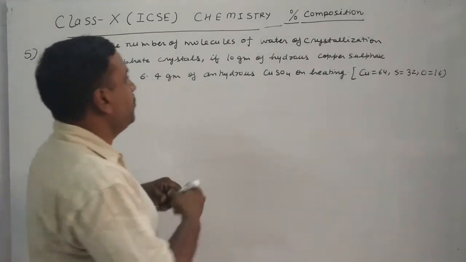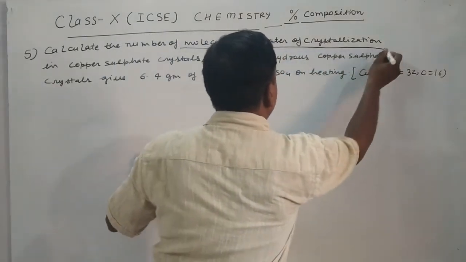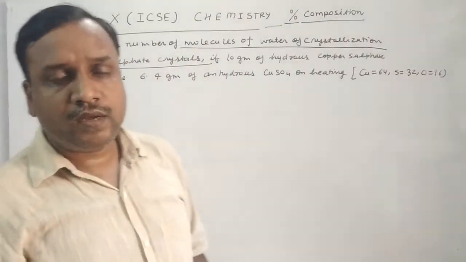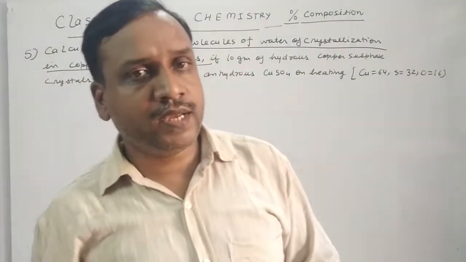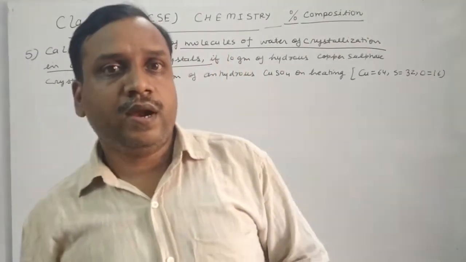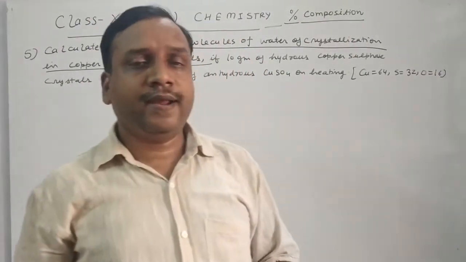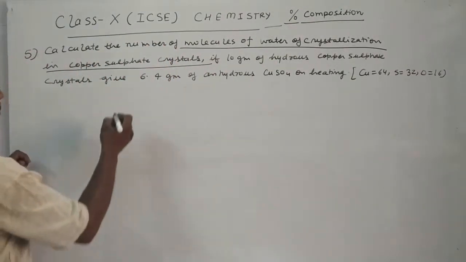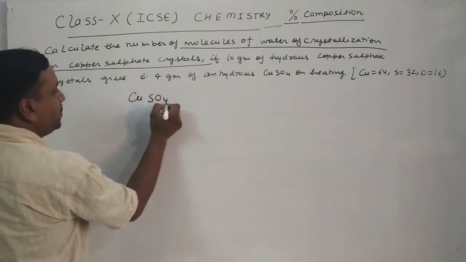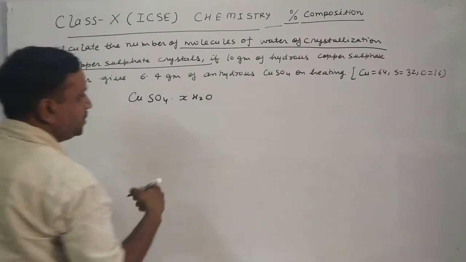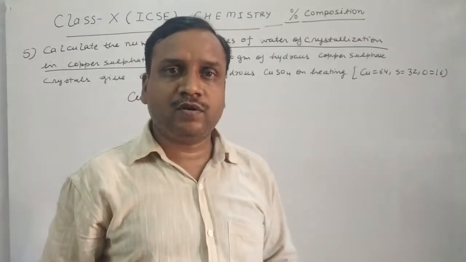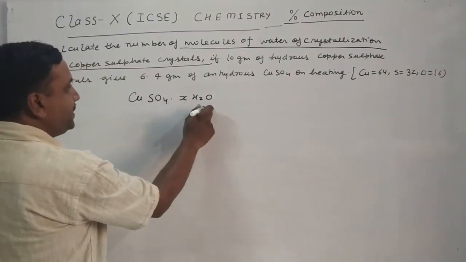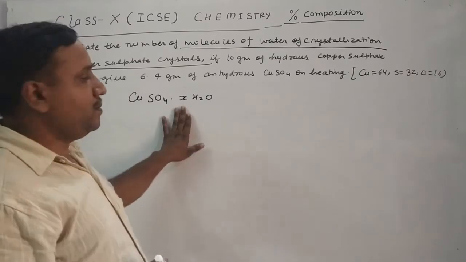Calculate the number of molecules of water of crystallization in copper sulfate crystals. It is known that copper sulfate, if taken in solution form, is blue in color, and that blue color is due to the presence of copper ion, and the copper ion only shows when there is water of crystallization. So then you will have the formula CuSO4.XH2O. Suppose it is not known to us how many water molecules are there in hydrated copper sulfate. Then you will take the formula CuSO4.XH2O. You have to calculate this number X.